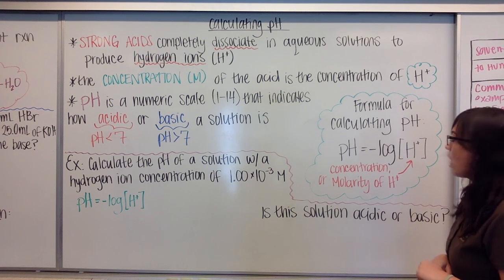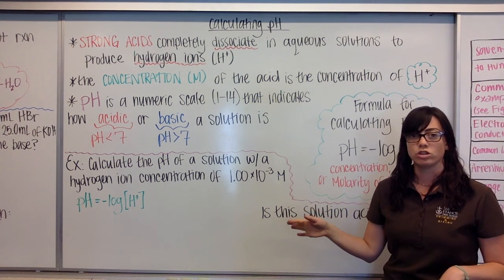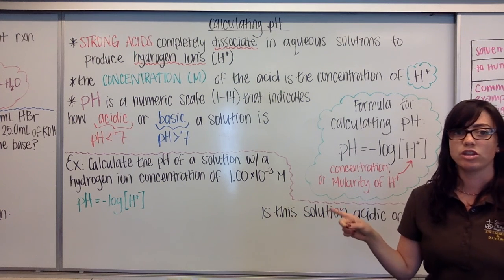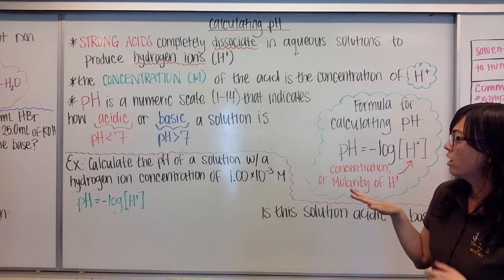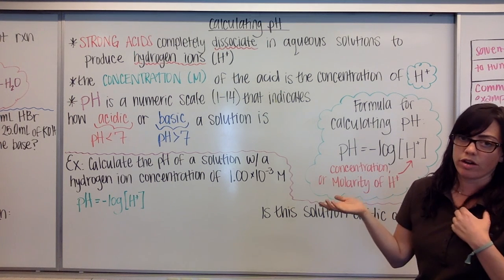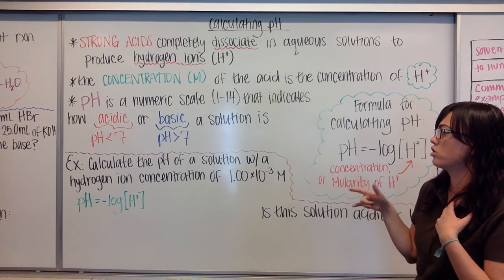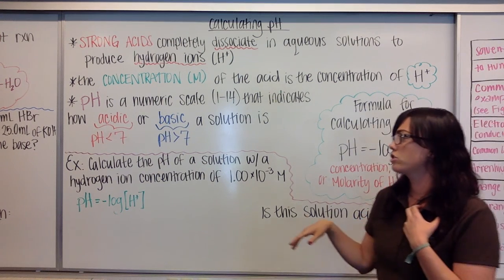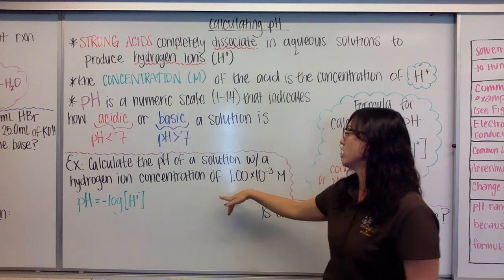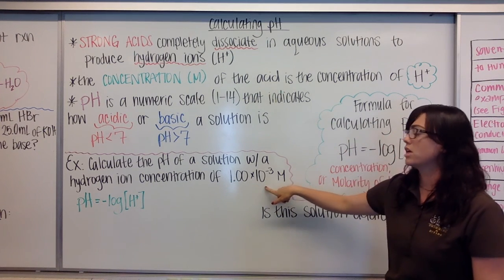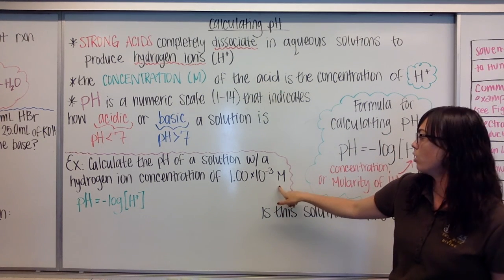Okay, so our example helps us to calculate the pH of a solution. Our givens are basically just the molarity of the solution, or the concentration of hydrogen ions. So the instructions are to calculate the pH of a solution with a hydrogen ion concentration of 1.00 times 10 to the negative third molar.